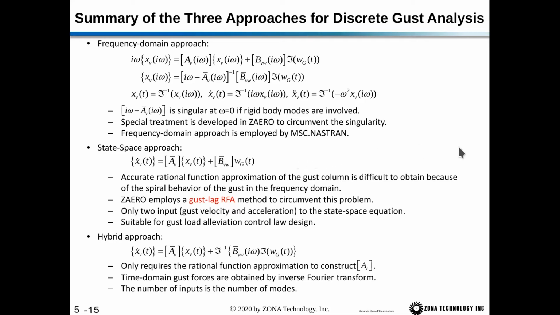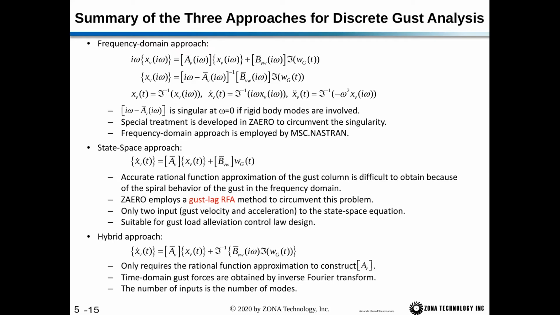Next, we have the state space approach. Here we need an accurate rational function approximation of the gust column. However, it's difficult to obtain because of the spiral behavior of the gust in the frequency domain. So ZAERO employs the Gust-Lag RFA method to circumvent this problem. And we have only two inputs: gust velocity and acceleration are added to the state space equation. And this is suitable for gust load alleviation control law design.